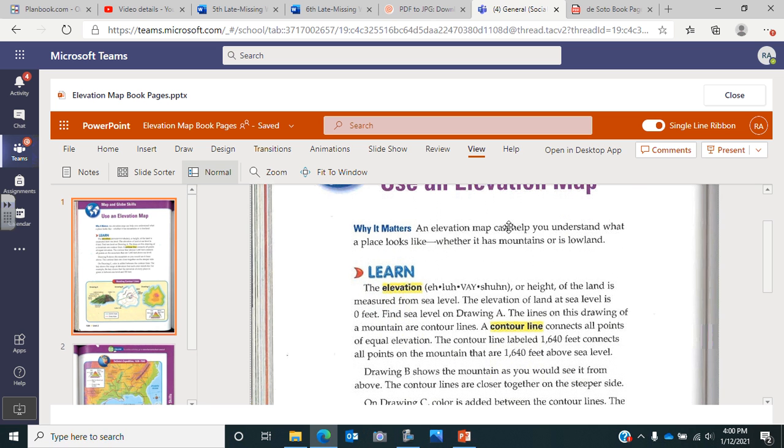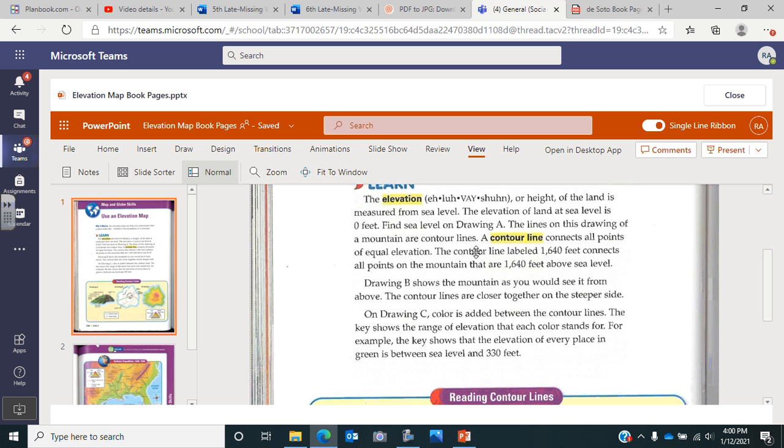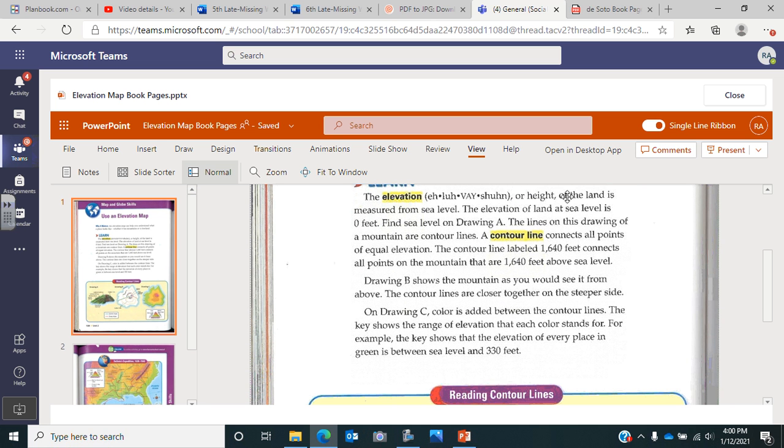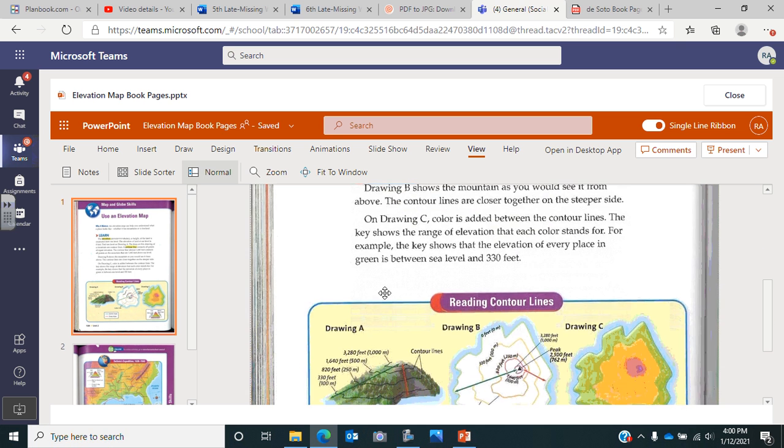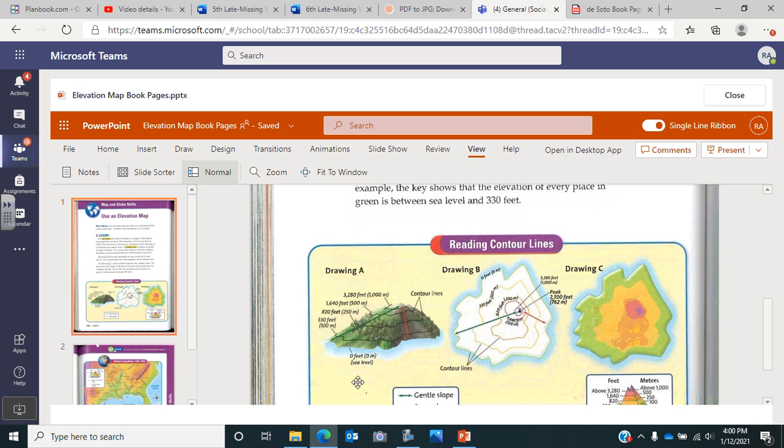So an elevation map can help you understand what a place looks like, whether it has mountains or is a lowland. The elevation or height of the land is measured from sea level. The elevation of land at sea level is 0 feet. So we're going to look at drawing A. And we can see that sea level is right here at the bottom, level with the sea, the same height as the sea.